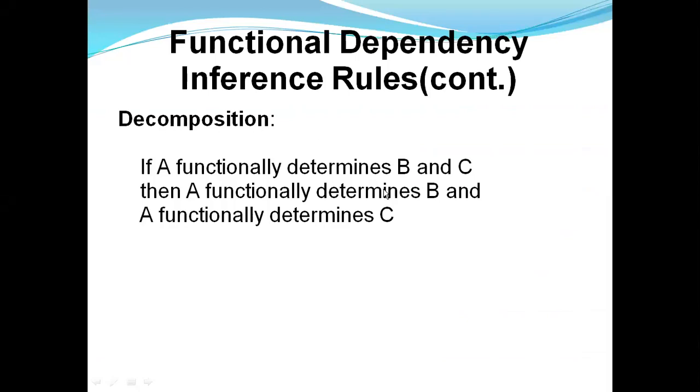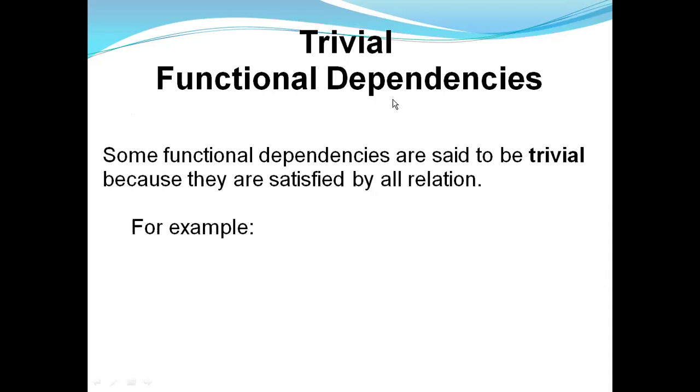After the union, decomposition. Just now we have taken an example opposite to union. That's called a decomposition. Very simple. Now, after the decomposition, the last one is called a trivial functional dependency. What's the meaning of trivial functional dependency? Some functional dependencies are said to be trivial because they are satisfied by all relations. Now, definition-wise, it is a little bit difficult to understand, but in simple words, look here.